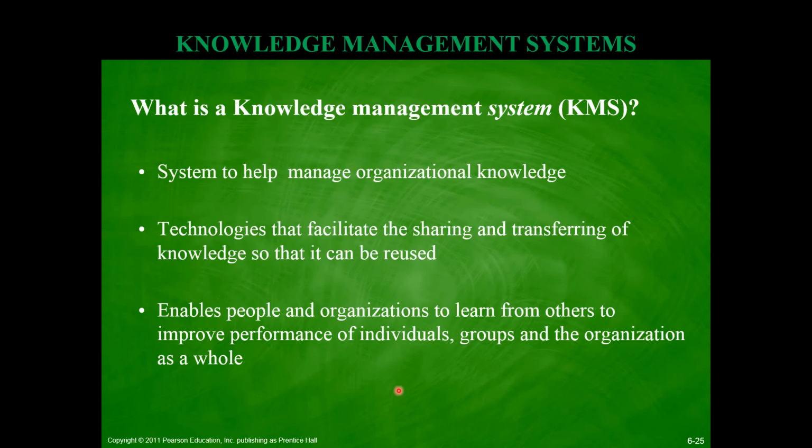But at the heart of a knowledge management system is the idea that information technologies can be used to enable, meaning to help people and organizations to learn from others, and by doing that to improve performance of individuals, groups, and the organization as a whole. So basically it's about helping individuals generate, store, and manage knowledge so that they can improve their work, and as a result, improve performance of the organization as a whole.